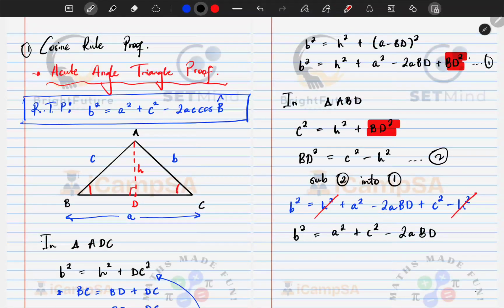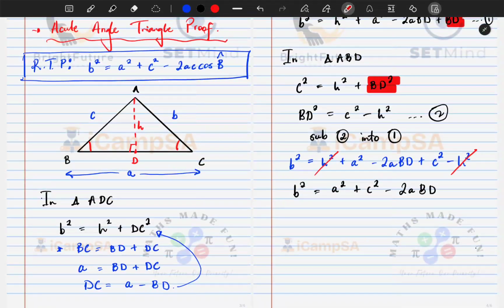Right? So if you look at this and you look at what we are required to prove, we are almost there. So what we need now, we need your BD to be written in terms of c cos of angle B, right? So in order for me to do that, remember it's BD, and I need cos of angle B. So I'm going to look at this triangle, which will give me angle B and BD, right?